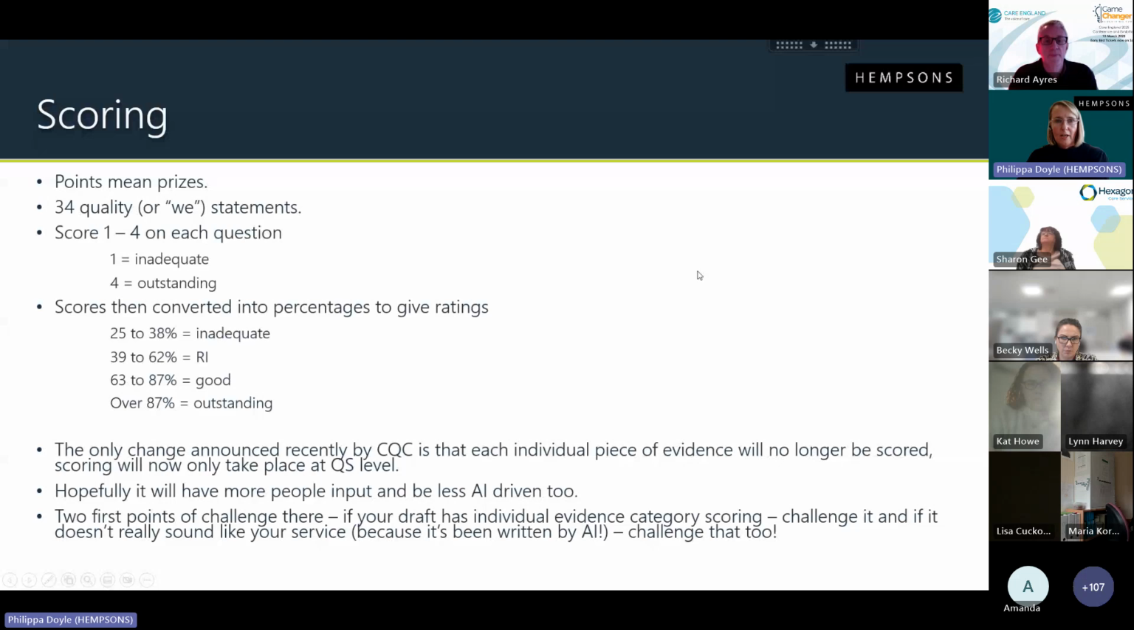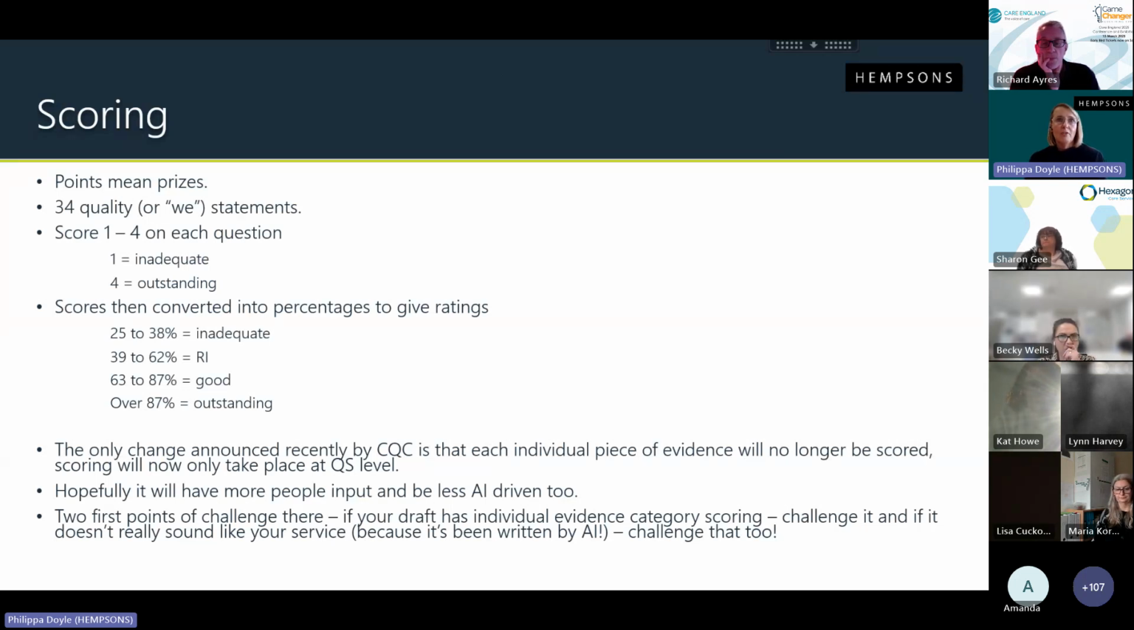We've talked a lot about scoring in the past, but the scoring is the most relevant part of this single assessment framework assessment and inspection process. Points do mean prizes. So we've got the 34 quality statements. Each of those quality statements is going to be scored 1 to 4. 1's inadequate, 4's outstanding. The vast majority of services are going to have 2's and 3's.